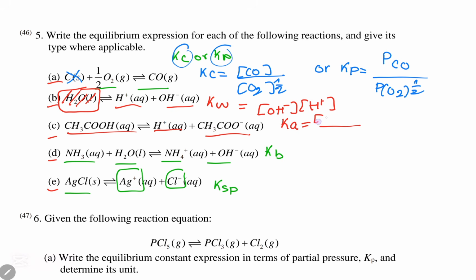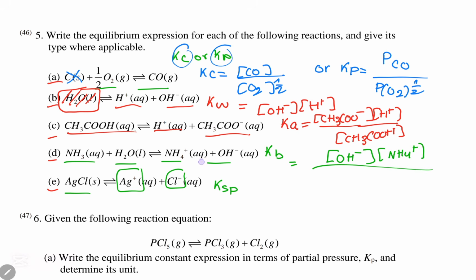It's going to be what? It's going to be the concentration of CH3COO minus times the concentration of H plus divided by the concentration of CH3COOH. That's it. Now, the Kb, the constant for the base, it's going to be what? It's going to be the concentration of OH minus times the concentration of NH4 plus divided by, you don't include water because it's a liquid, so divided by the concentration of NH3, which is aqueous. So yeah, that's pretty much it.